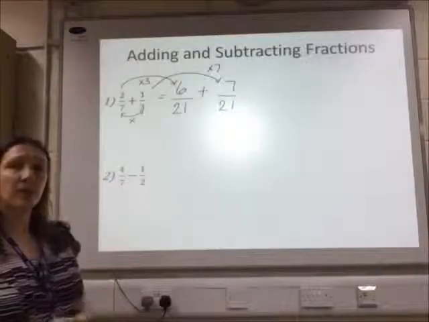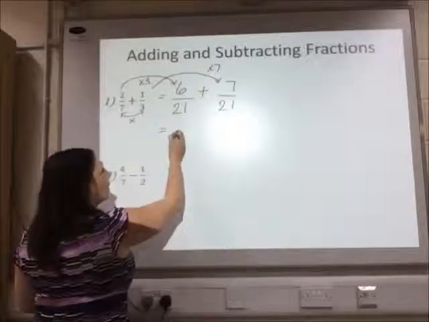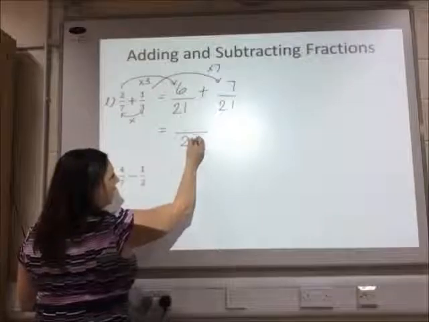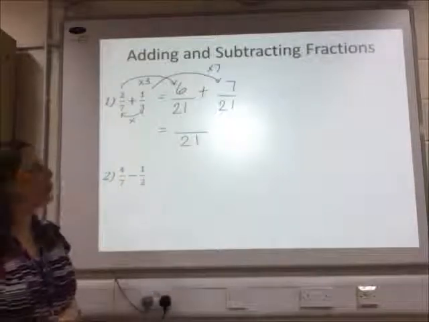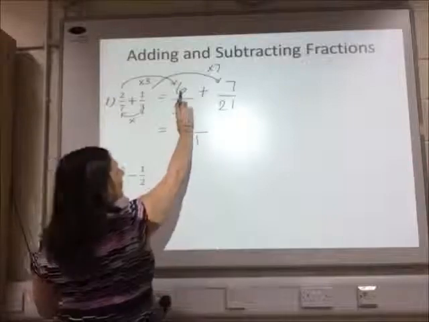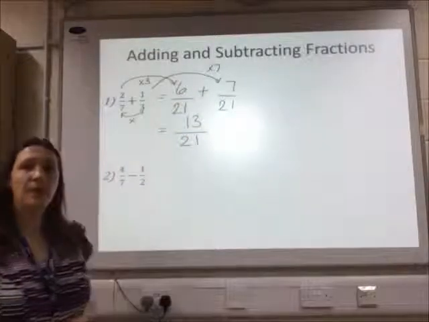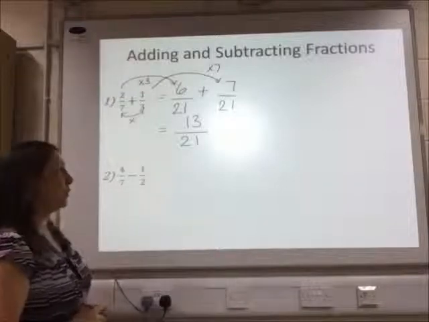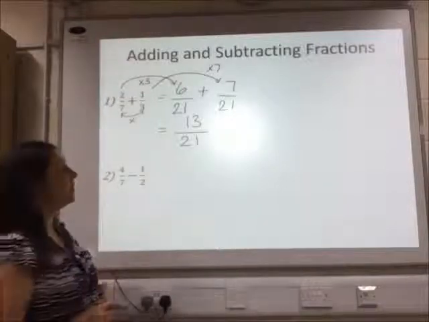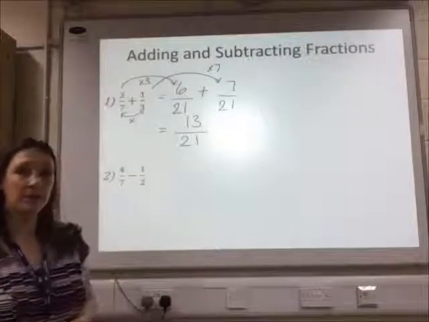I can now add these two fractions together, as the denominators are the same in both of them. We do not add the denominators together, it remains as the number 21, but we do add the numbers across the top together. So 6 plus 7 will give me 13. The answer is 13 out of 21. Check that there is no common factor. If there isn't, this is your final answer.